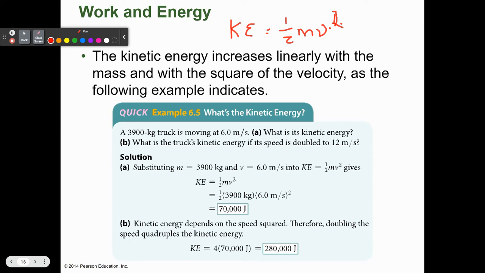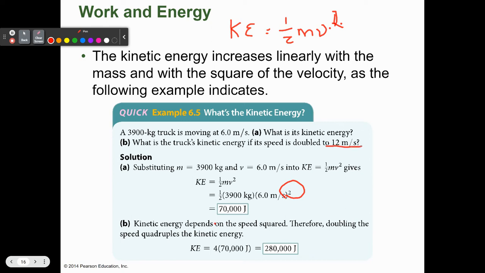So we take a 3,900 kilogram truck moving at 6 meters per second. What is its kinetic energy? So we just plug and chug into that equation. So 1/2 times 3,900 times 6 squared. Don't forget your squaring. That'll be an easy place to make a careless mistake. And it's 70,000 joules.